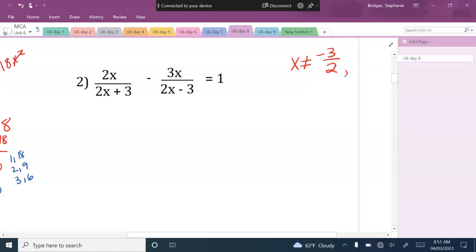And I need to do the same thing for the second denominator. Set it equal to 0. And solve it for x. And that gives me a different value. This gives me a positive 3 halves. So that is what x cannot be for the second fraction.